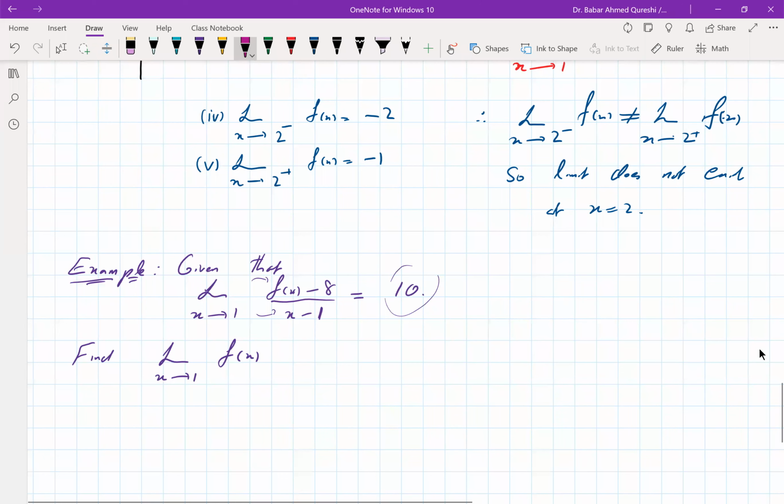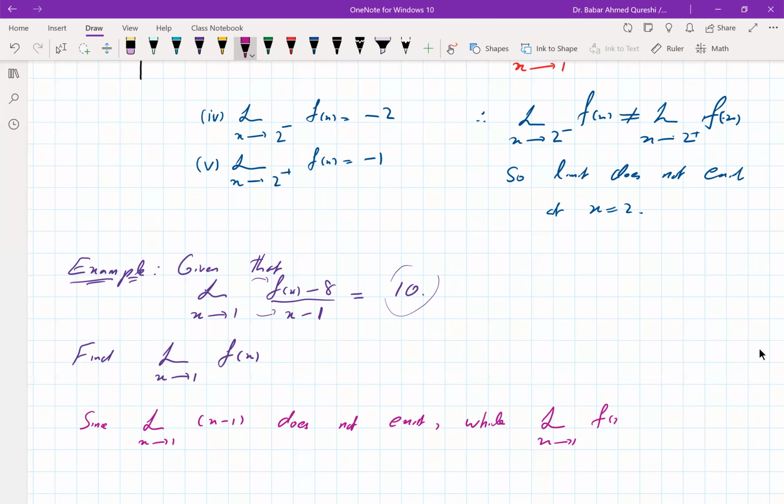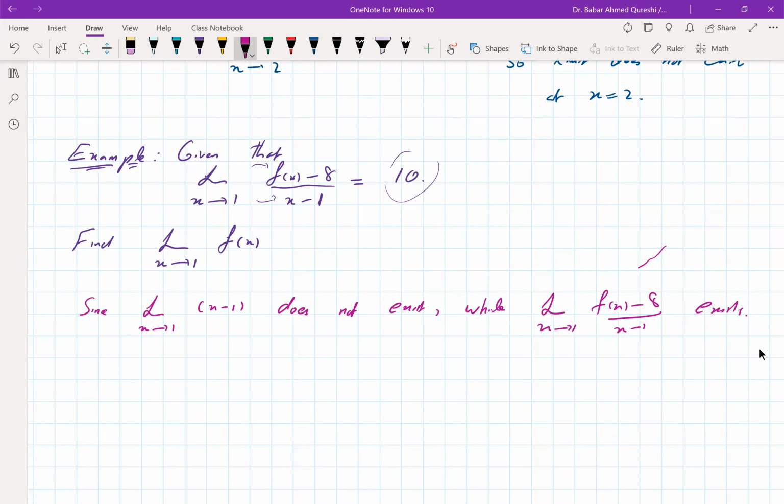since limit does not exist, we should write, while limit exists. That means I should write this function containing this factor. That you can always do.